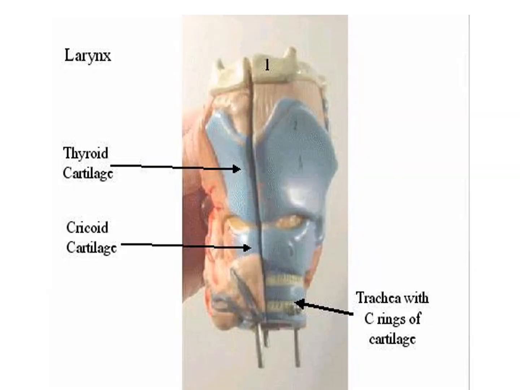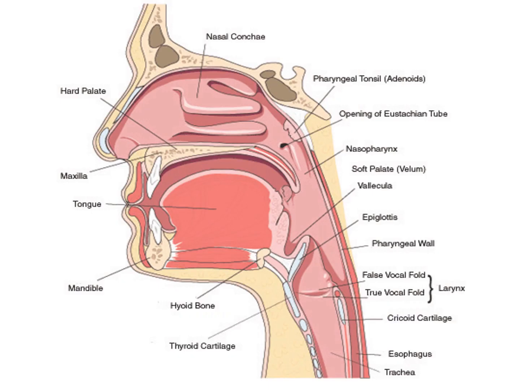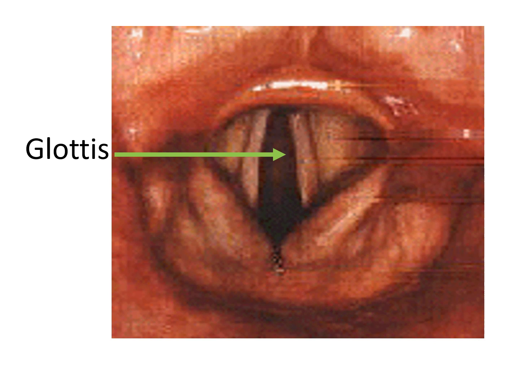Just another view there, one of our lab models. Okay, so the trachea has an opening. It's called the glottis. It is this space here between those vocal cords. On either side, you do have vocal cords or folds that vibrate to produce sound or speech.